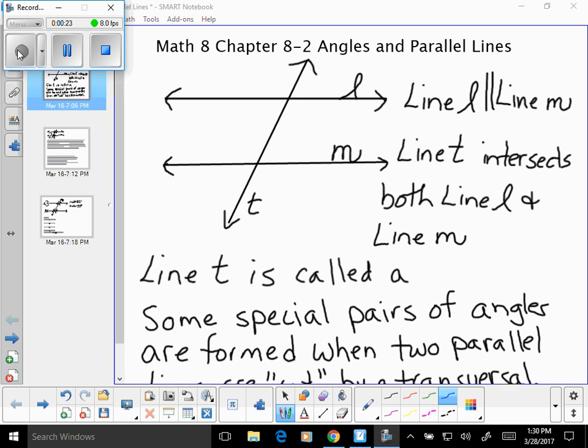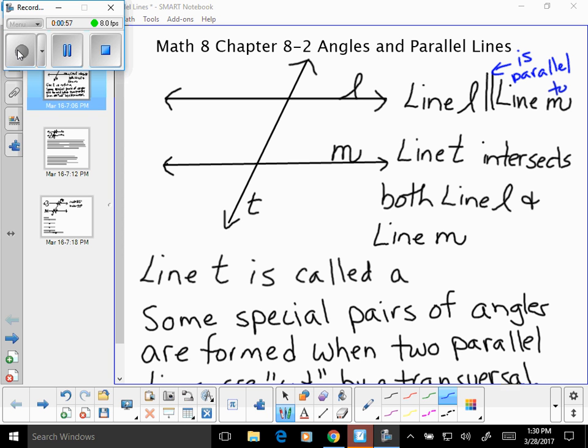Sometimes, instead of writing the names of lines with 2 points that are on the line, we can use cursive lowercase letters. Your book will usually use italics, so we usually use cursive. So we have line L, and it says parallel to line M. This symbol means is parallel to. And I always remember it because in the word parallel you have the 2 L's really close together, and that's the symbol for parallel.